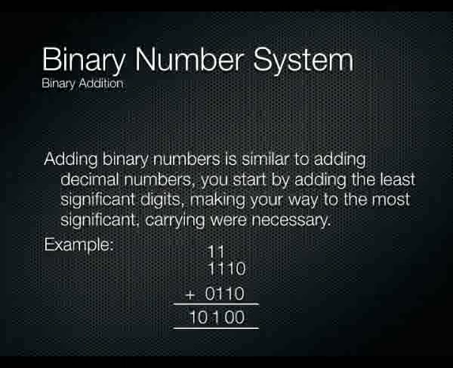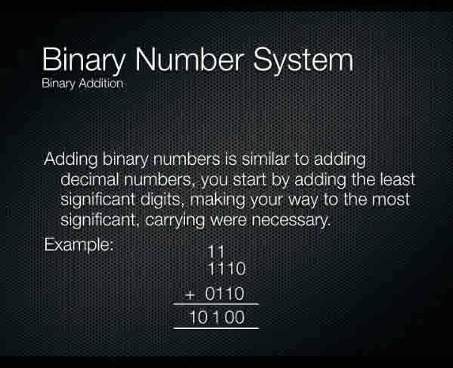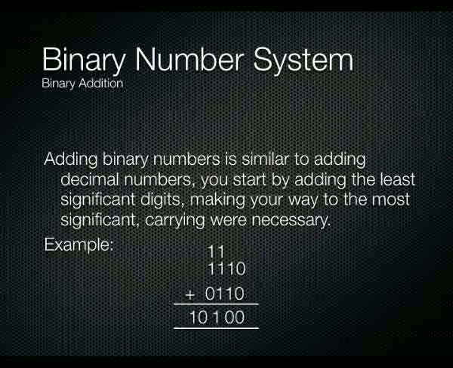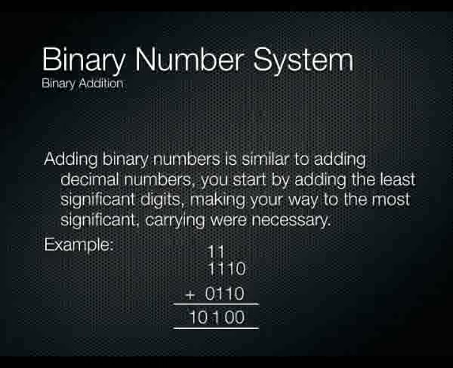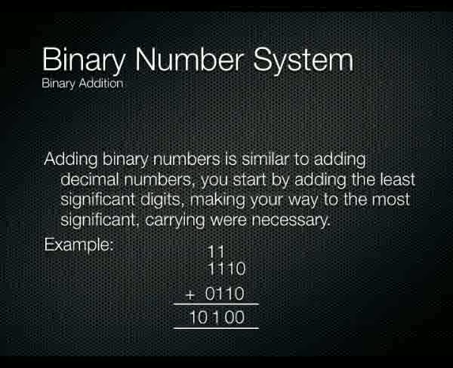So when we add binary numbers together, same way as when we did decimal, we start with the least significant column. We add the 2 together. If we get an overflow in that column, we pass the most significant digit of that overflow into the next column, and then we add up the next column. So we start with the least significant digit, and we slowly make our way to the most significant digit.